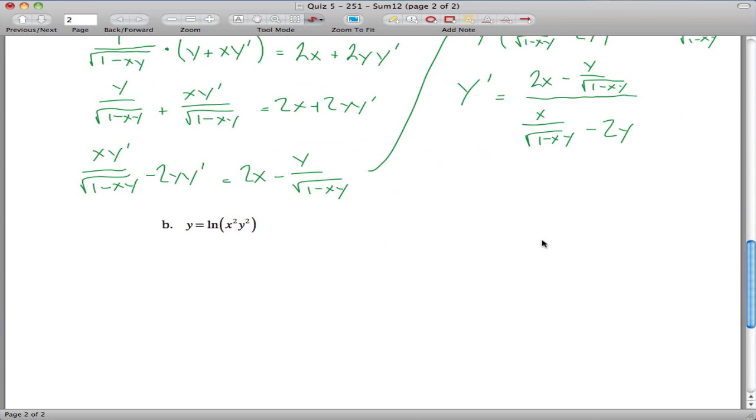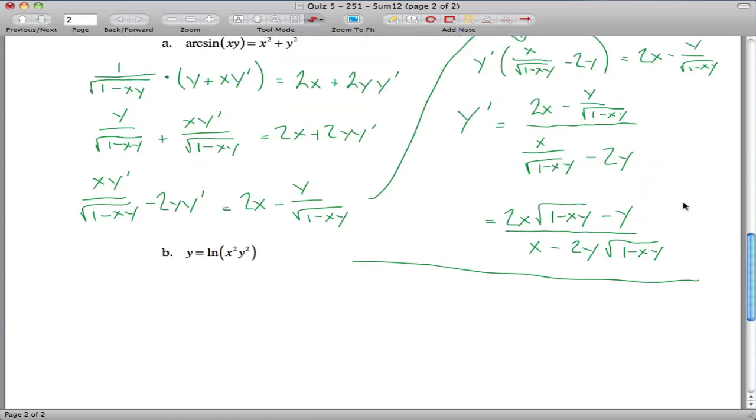It's the correct answer. I guess I should reduce it. I don't really want to. But what we'd have to do is get a common denominator. Or you know what I can do? Multiply the top and the bottom of this equation by the square root of 1 minus xy. And what that will do is cancel out this one, and make a one appear here and here. So we'll get 2x times the square root of 1 minus xy, minus y, divided by x minus 2y times the square root of 1 minus xy.